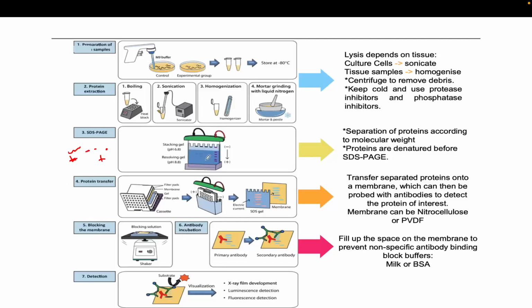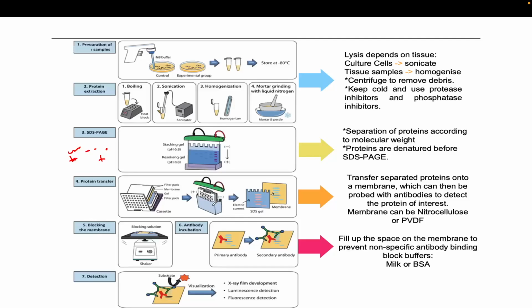After polyacrylamide gel electrophoresis, you have to transfer the gel to the blotting membrane. Here you can see the protein is now in the gel, and you have to transfer this protein from the gel onto the blot. Suppose this is the gel, and the protein is there; you have to transfer it onto the membrane.